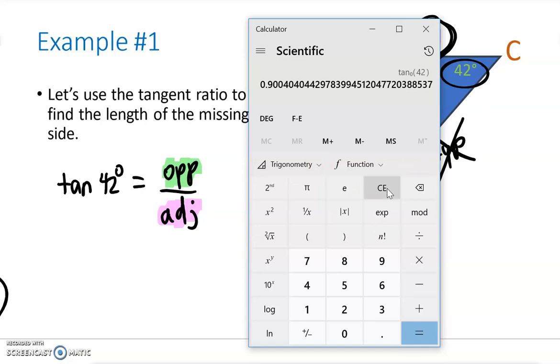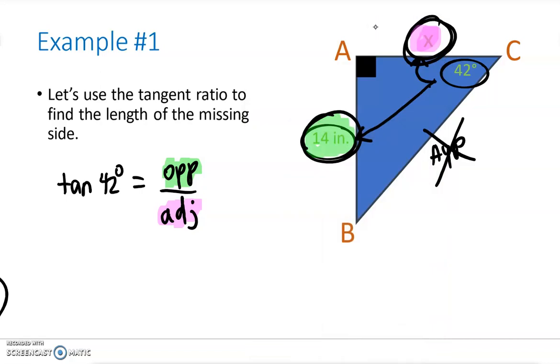So we're going to round this to 5 decimal spots. Whenever you do this, you round it to 5 decimal spots. So we're going to say 0.90040. So I'm going to say 0.90040 is equal to the opposite side, 14, divided by the adjacent side, x.